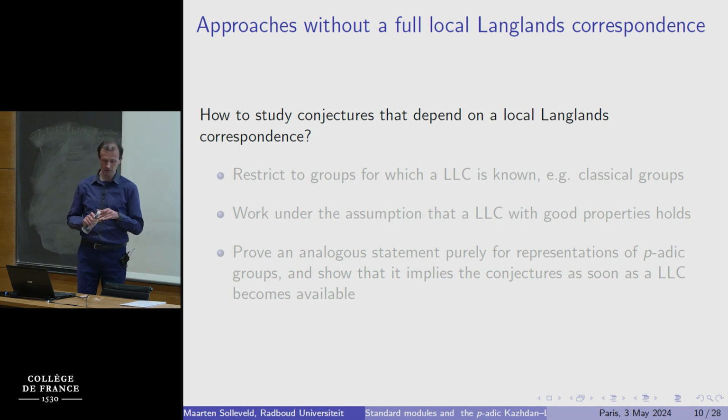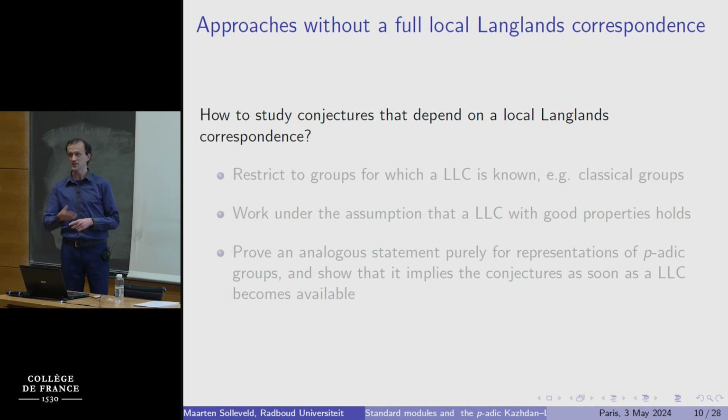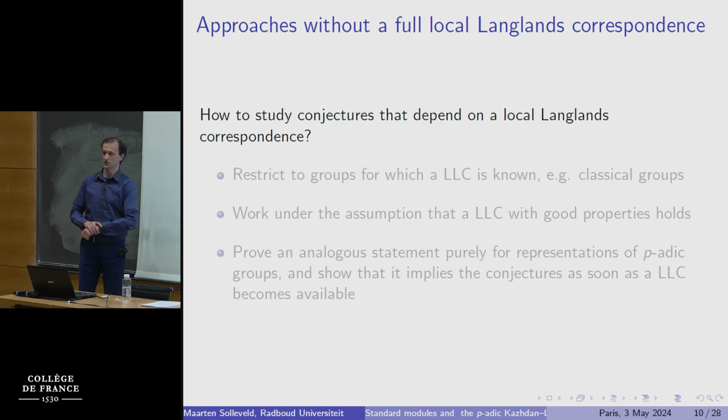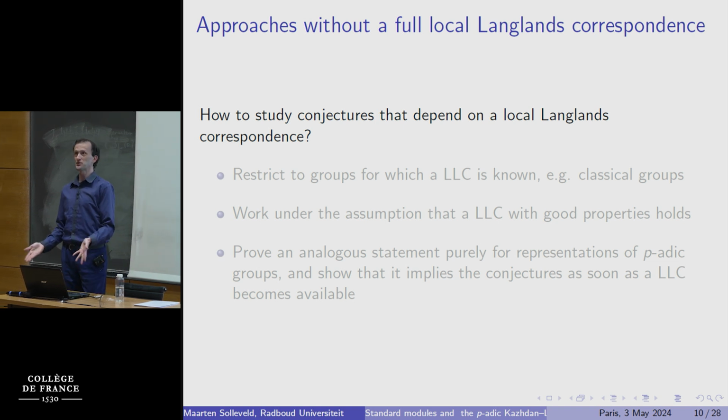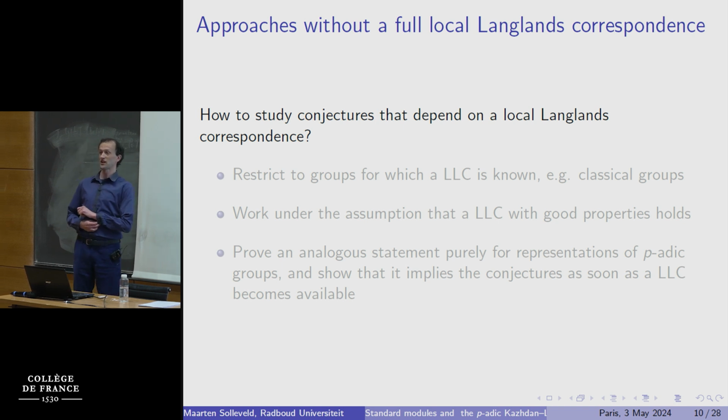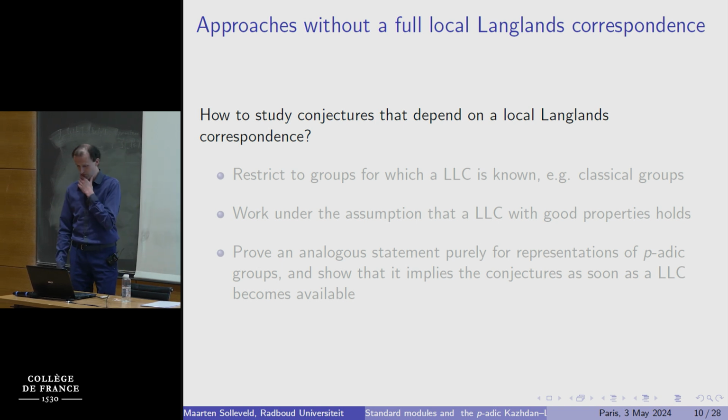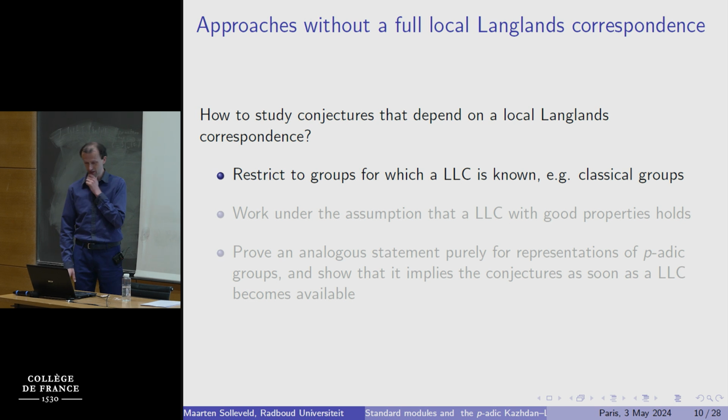So the first thing to observe is that this is a second-order conjecture. You already need to know a local Langlands correspondence to write down this Kazhdan-Lusztig conjecture. So you must decide how you want to approach such a second-order conjecture in the first place. And if you don't intend to first prove the entire local Langlands correspondence, because that would be too hard, there are several approaches.